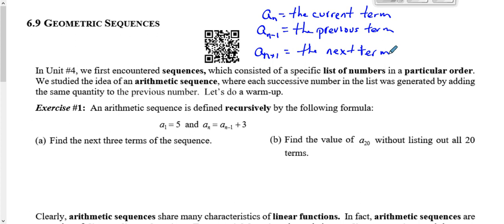Here we call them arithmetic sequences, right? Because we added the same amount each time. That sounds linear, doesn't it? So an arithmetic sequence was when we added or subtracted the same amount each time, which is linear, is it not? All right, keep that in mind. That's linear.